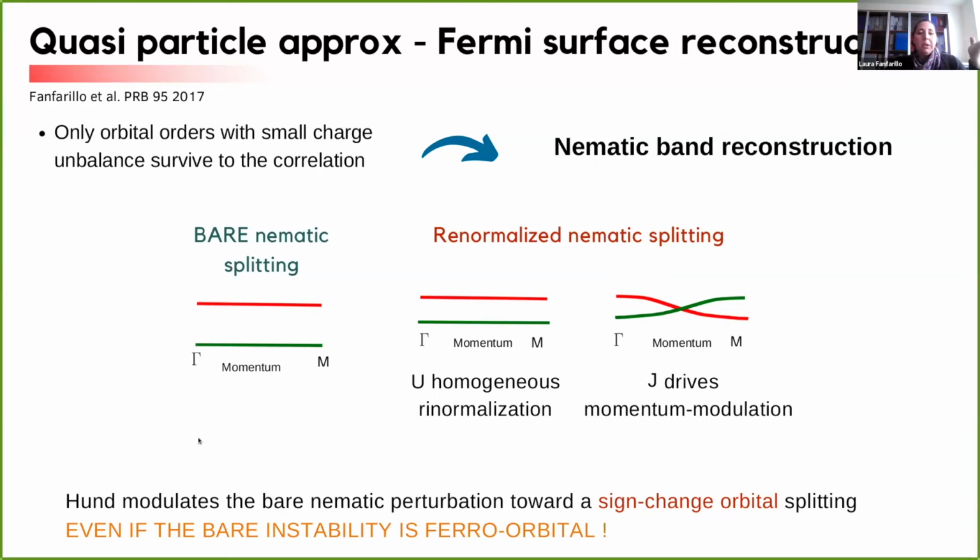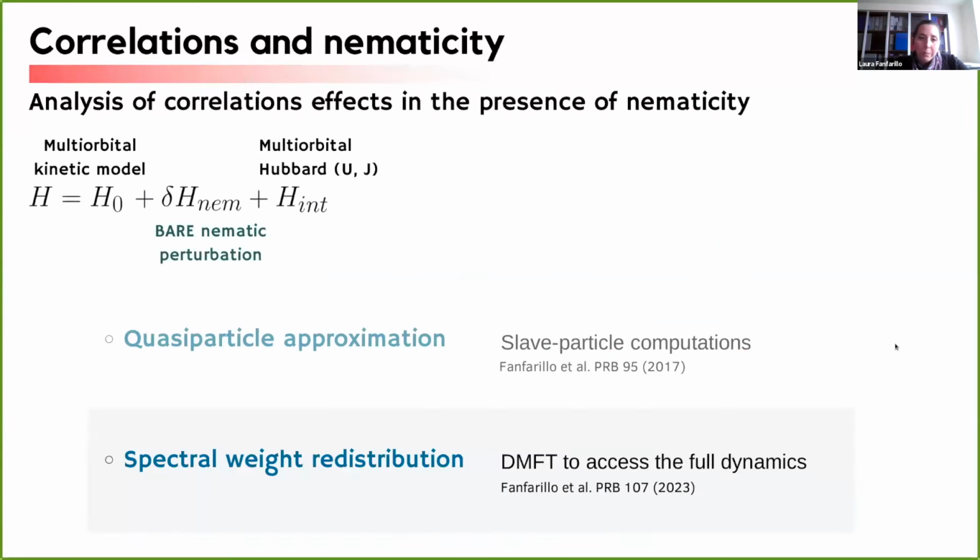And it's interesting because it means that the fact that you observe the orbital splitting is not due to the nature of the trigger, because even a ferro orbital instability will produce the same net effect at the end. So this is actually putting the whole exploration of this issue in a different perspective: the correlations are shaping the type of realization that is being triggered by another degree of freedom.